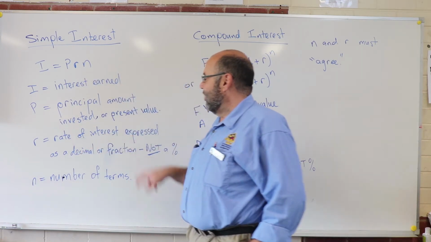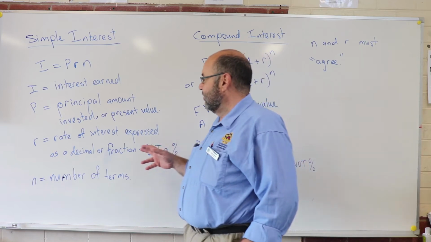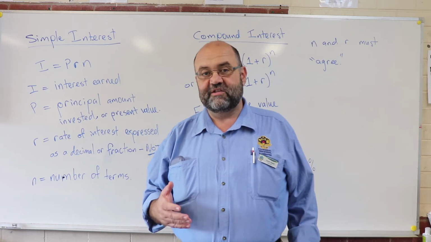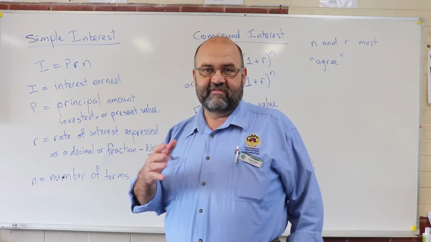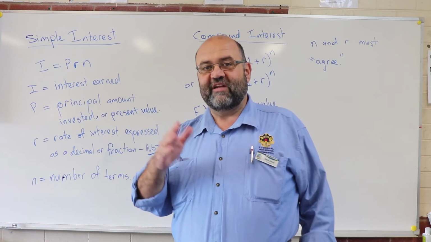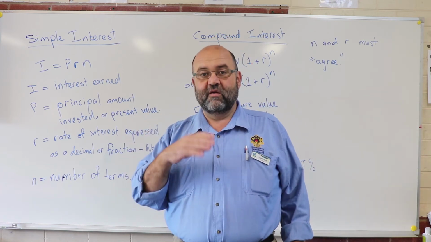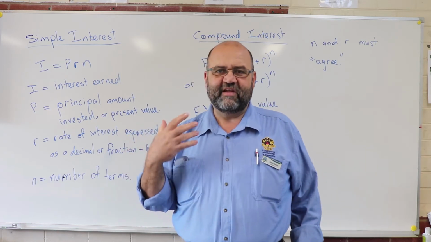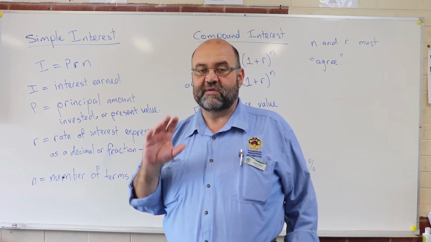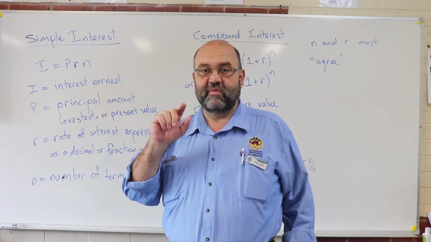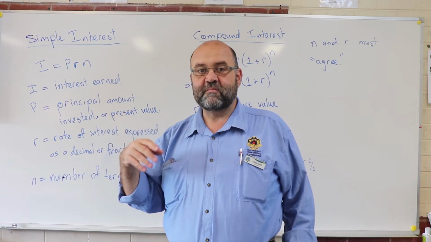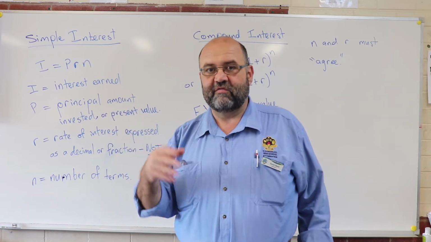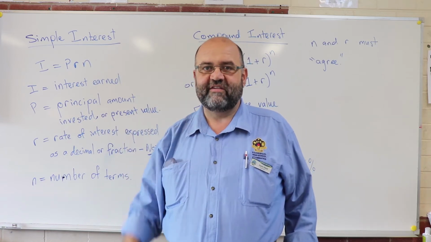R is the rate of interest. Now it's very important that the rate of interest be expressed as a decimal or a fraction, not as a percentage. So if our interest rate is 6%, then we write that as a decimal or a fraction. We've done those conversions before. I'll show you that in an example we're going to look at in a moment. So don't panic too much. But we don't write it in as 6%. It's got to be a decimal, 0.06, or a fraction, 6 over 100. You can simplify that to 3 on 50. Again, we'll see that in the example. Don't let it stress you right now.